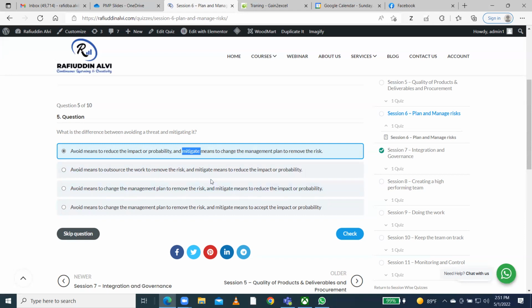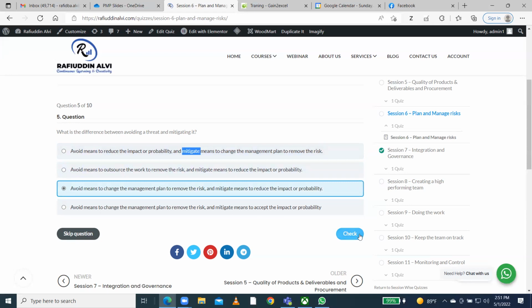What is mitigating? To reduce the impact of negative risk. Mitigate means I need to reduce the impact or probability of occurring the negative risk. So now the choice is between whether you will outsource in avoid or whether you will change the plan. Should we change the plan? Okay. Let us see whether this is the answer.